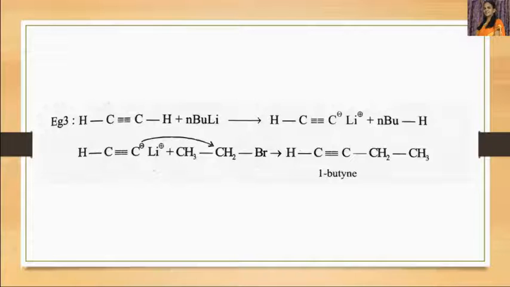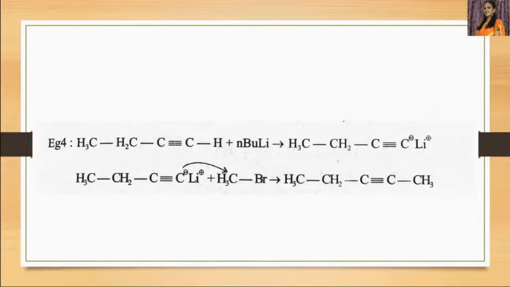So here, with the help of acetylides, another example we consider, started with CH3, CH2, C triple bond CH. This is 1-butyne. We started with 1-butyne, one, two, three, four carbons. 1-Butyne is treated with n-butyl lithium. Then this H plus is replaced by Li. Okay. Then we will get CH3, CH2, C triple bond C Li.